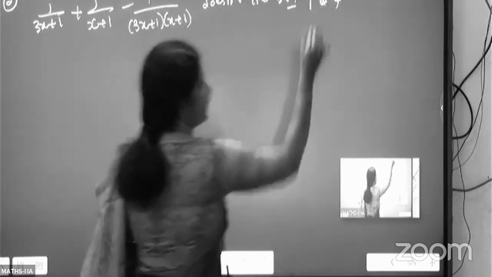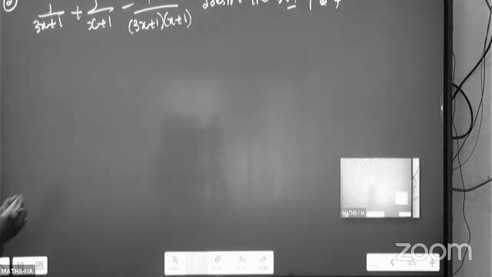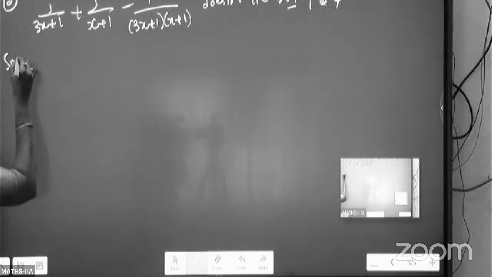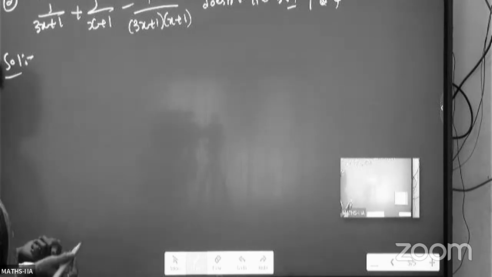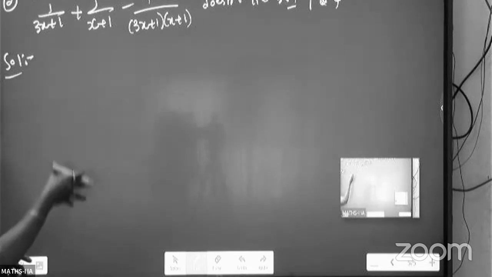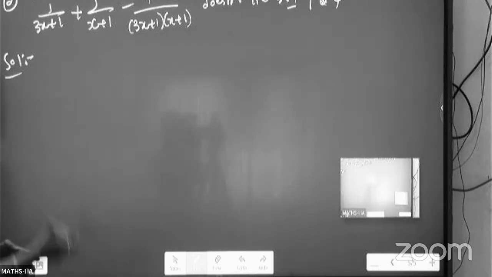Does not lie between 1 and 4. Come on, the same process. Here, three different terms are given. So whatever it is, first what to do? Take the given expression and first simplify, make it as a single term.